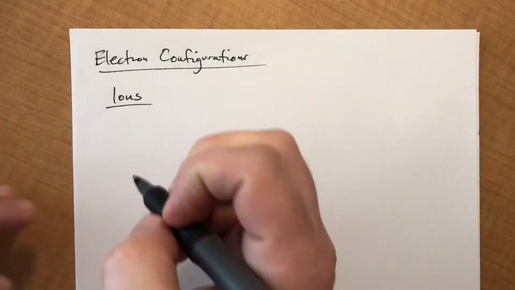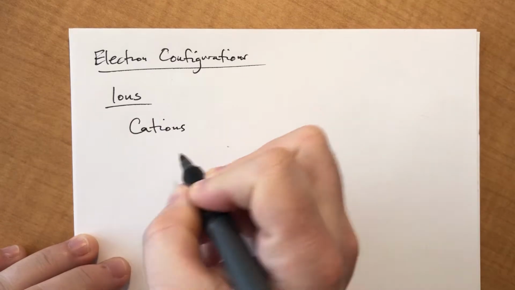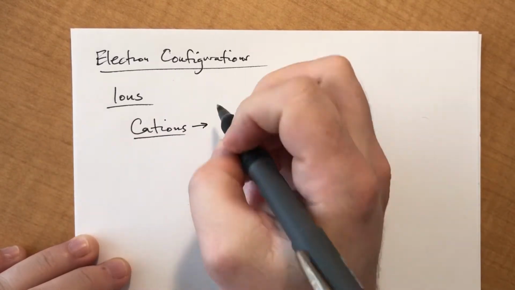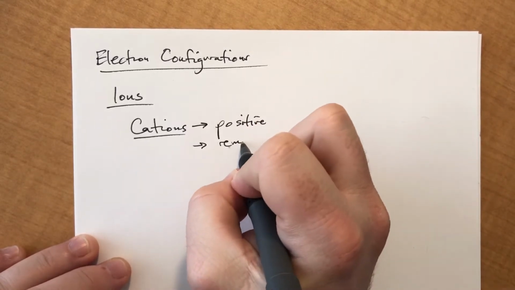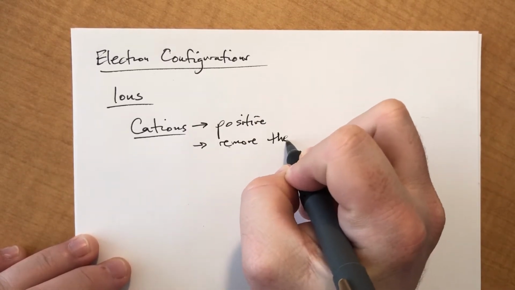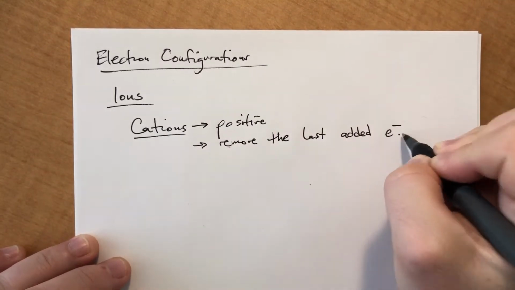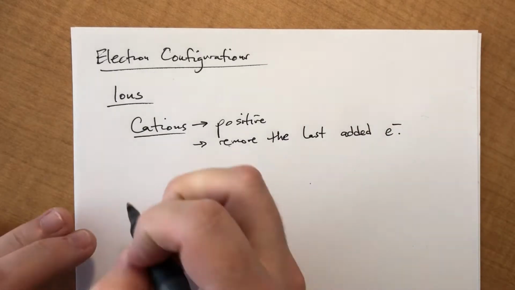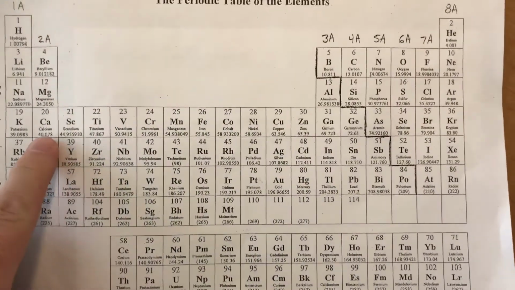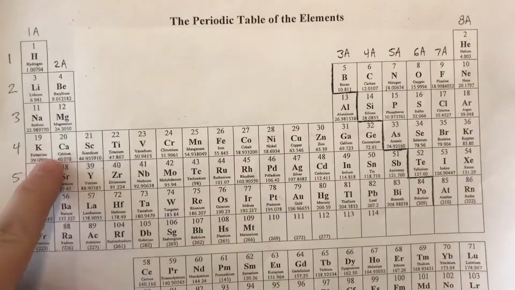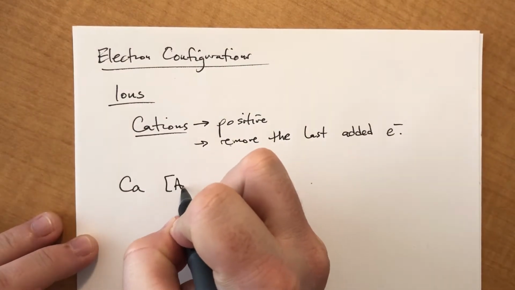So ions. We've seen ions before, not a huge deal. If you have cations, the general rule of thumb, these are things with positive charges, you essentially just remove the last added electrons. So for example, if you have calcium, periodic table, calcium is element 20, so it'd be argon 4s2. This would be a neutral.